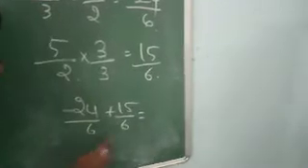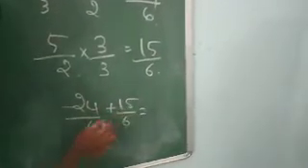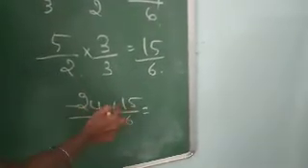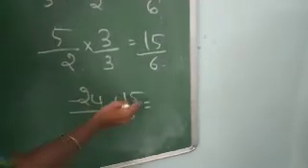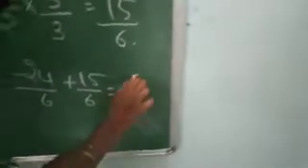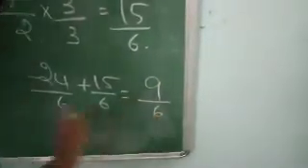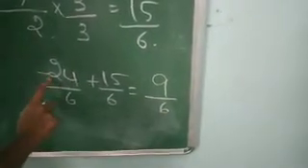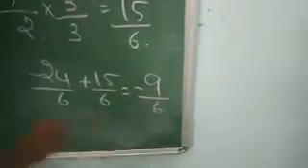Here you see the denominators are same, so you simply subtract, because the signs are different. So subtract 15 from 24. So what you will get? You will get 9 by 6 and put the greater number's sign. The greater number is 24 and the sign is minus. So minus 9 by 6.